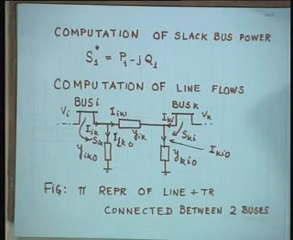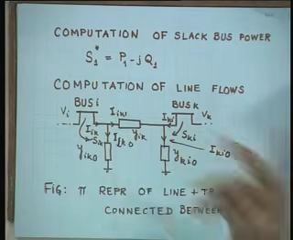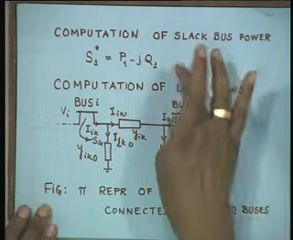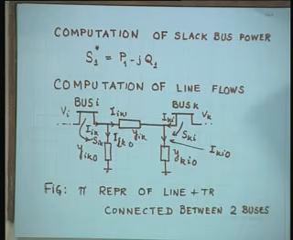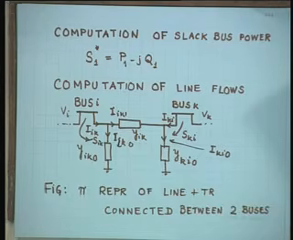How do you compute slack bus power? Once you know all voltages, the iterations are over, you have converged. Just substitute S1 star equal to P1 minus jQ1 in the equations. Substitute the final converged values of voltages, and you get the slack power, because that was unknown. P1 and Q1 were not known. So now you know P1 and Q1.